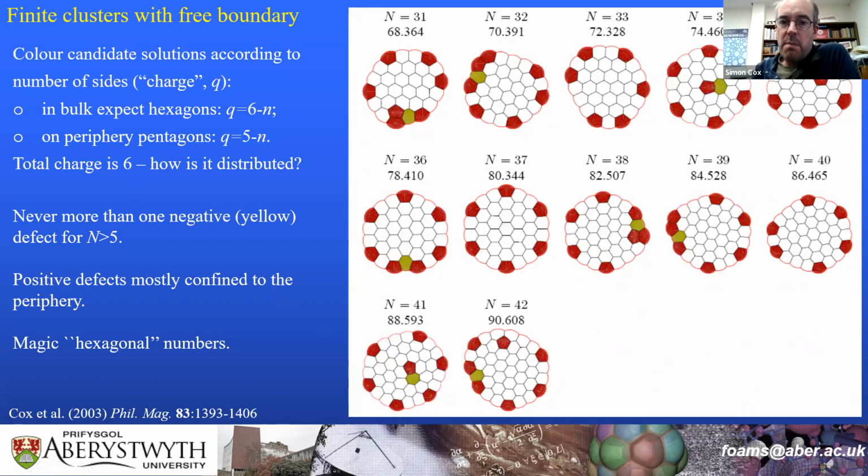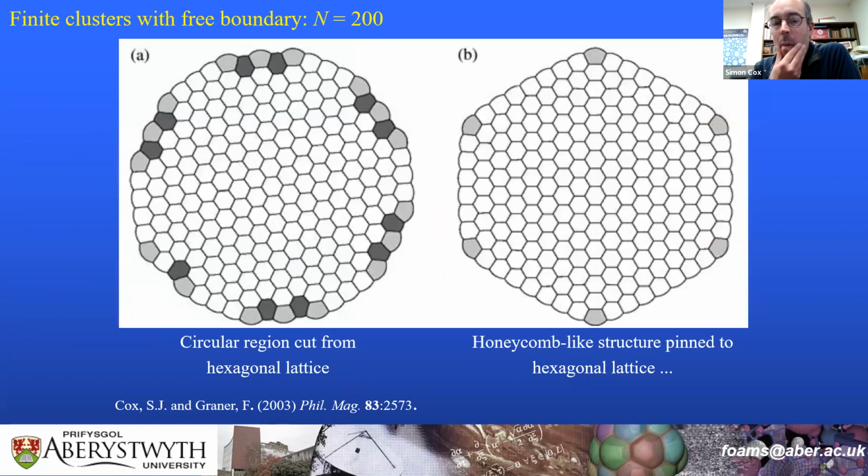And we stopped at, of course, 42. And then I came back to the problem again with François Garnier, and asked what happens as these clusters get bigger. Can we pin down this question about what happens around the boundary of one of these optimal clusters? So what you see is two different clusters with the same number of bubbles, 200. One is a circular region cut from a hexagonal lattice, so the periphery should be as short as possible.